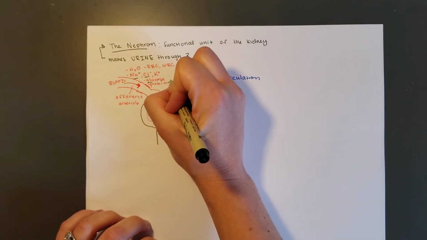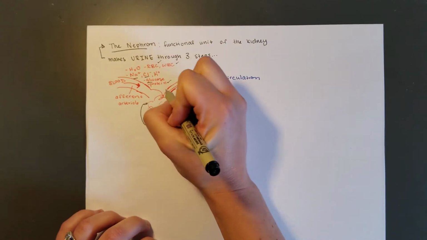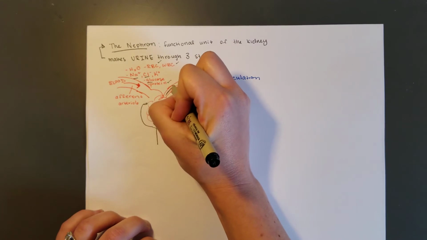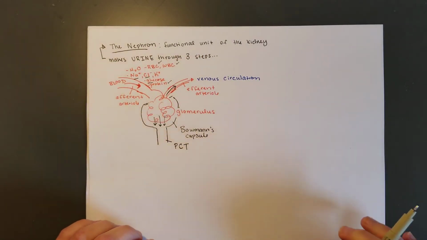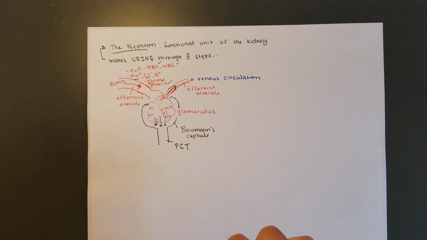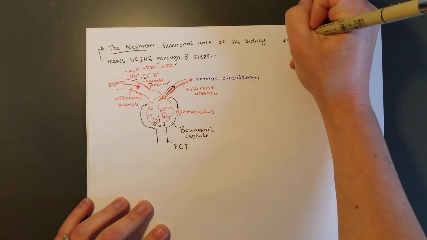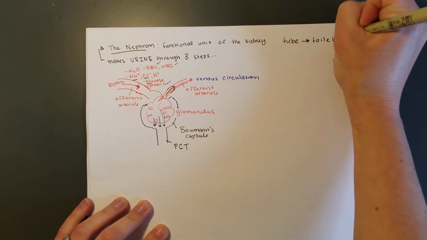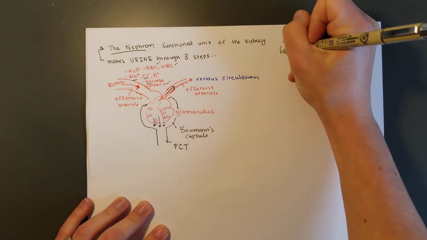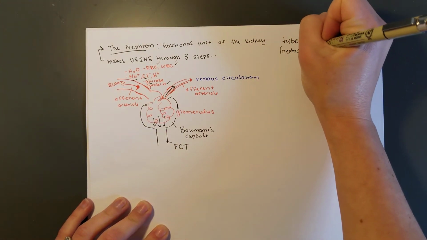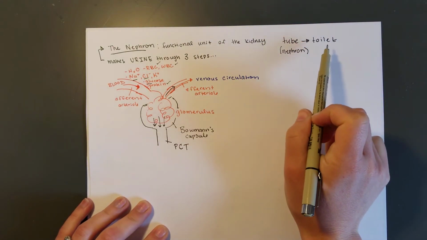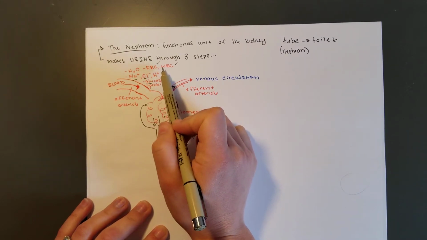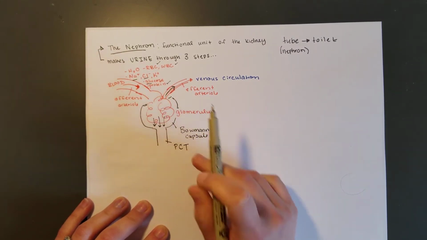Things that are really big, like protein, white blood cells, red blood cells, those are not going to be able to move through into Bowman's capsule. Instead, they're going to move out through the efferent arteriole and go back into venous circulation. The important principle here is that whatever is in the tube is going to end up in the toilet. Okay, so if something is in this tube, and by tube, I basically mean the nephron. If something is in the nephron, it is going to end up in the toilet. Okay, so clearly we do not want to pee out our red blood cells and our white blood cells, right? So we are going to make sure they don't go through the glomerulus.